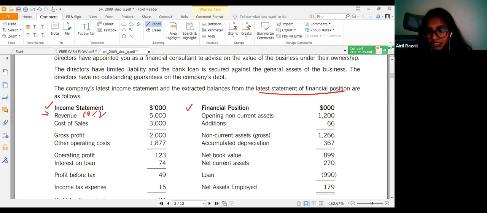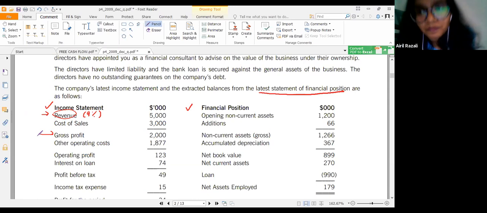So you can do it two ways. You can start by stating the revenue and then cost and then gross profit, or if you want to save time, you go straight to your gross profit and increase it by 9% per annum. Are you all okay so far? Okay.